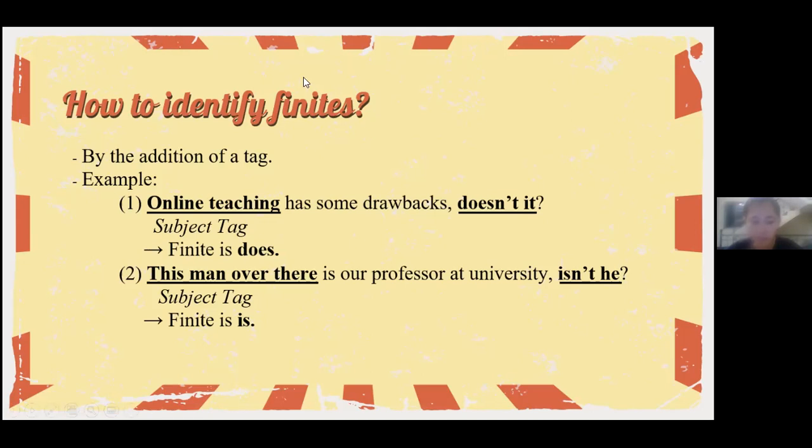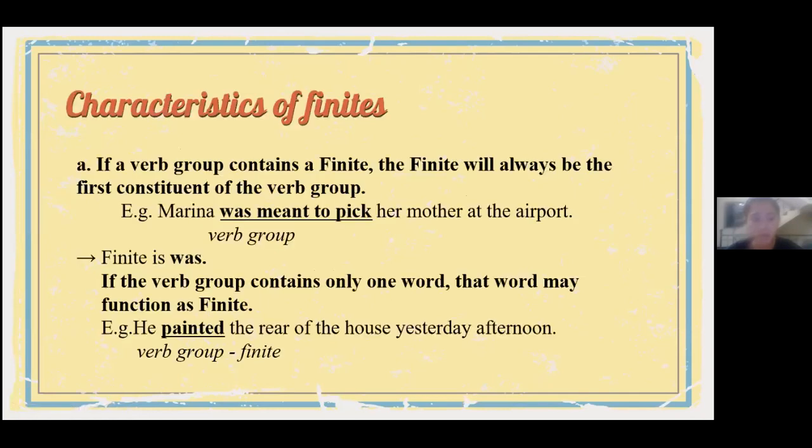For example, online teaching has some drawbacks, doesn't it? So we have the subject is online teaching, the tag is doesn't it? So the finite is does. The second one, this man over there is our professor at university, isn't he? The subject is this man over there. The tag is isn't he? So the finite is is. All right, so moving on to the second part of my parts.